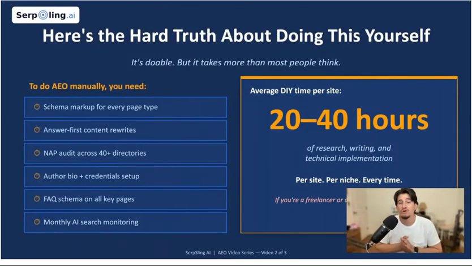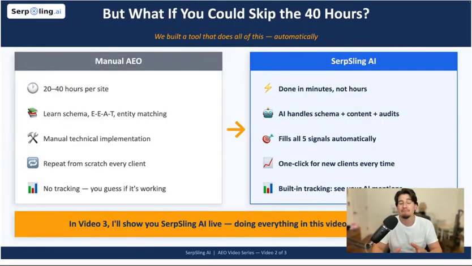So here's the hard truth about doing this yourself. Yes, it's doable, but it takes more than most people think. To do AEO manually, you need schema markup for every page type, answer-first content rewrites, NAP audit across 40-plus directories, author bio and credential setup, FAQ schema on all key pages, and monthly AI search monitoring. Average do-it-yourself time is about 20 to 40 hours of research, writing, and technical implementation per site, per niche, every single time. You can't skimp on any one of these. If you're a freelancer or agency, that's just not scalable at all. It doesn't make sense.